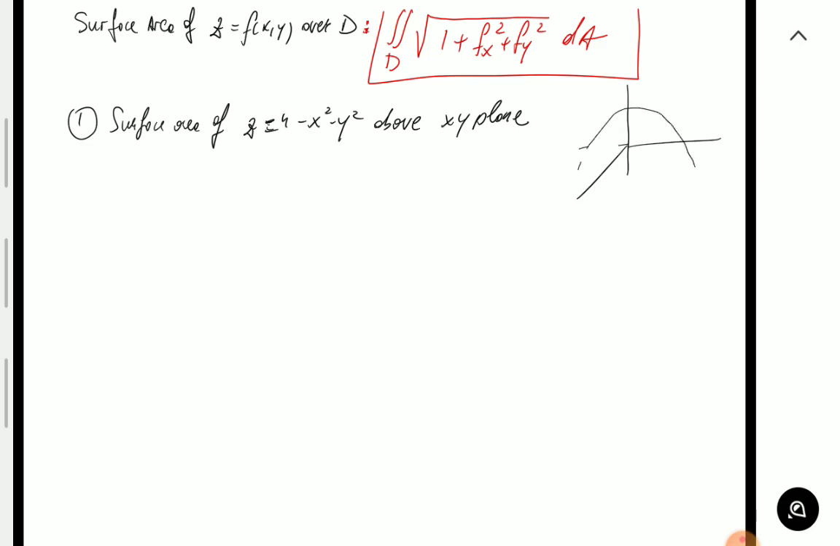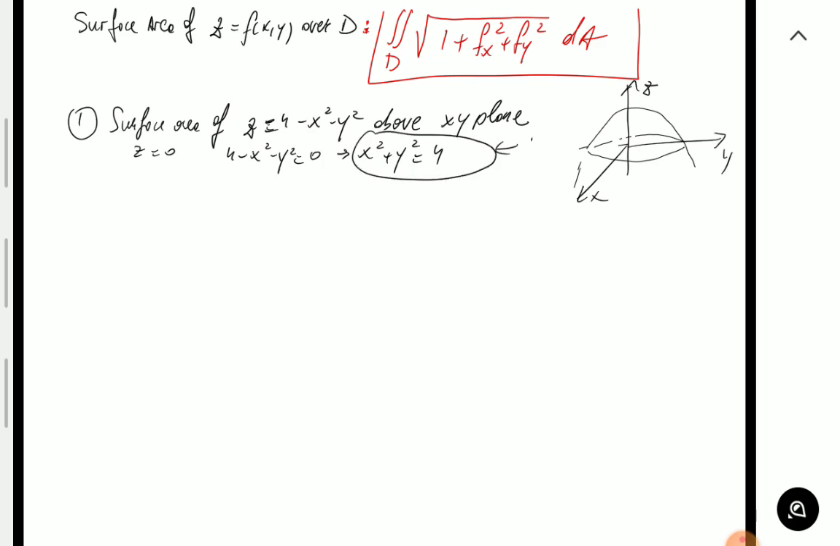So a paraboloid open downward is going to cut the xy plane, and we're going to have to compute that intersection. So obviously when z equals 0, which represents the xy plane, 4 minus x squared minus y squared equals 0, which means the domain is going to be the disk given by x squared plus y squared equals 4. So that is the domain D of the double integral.